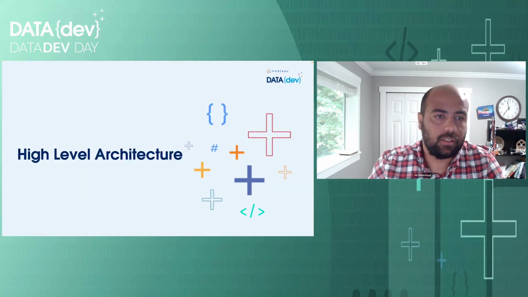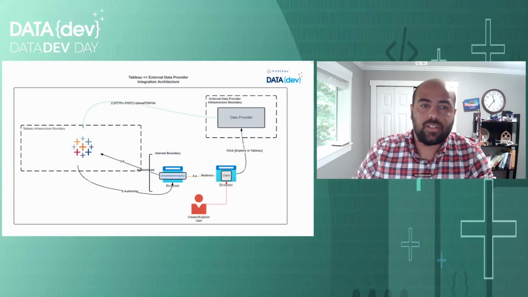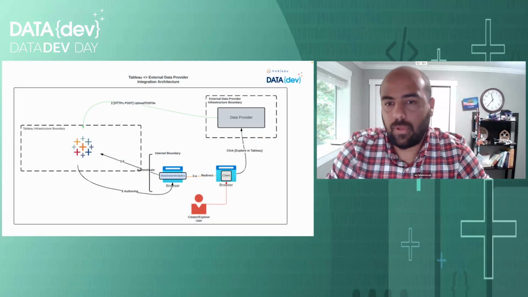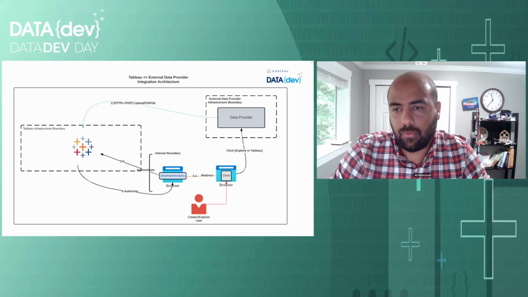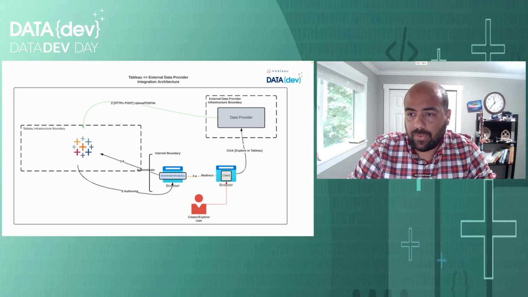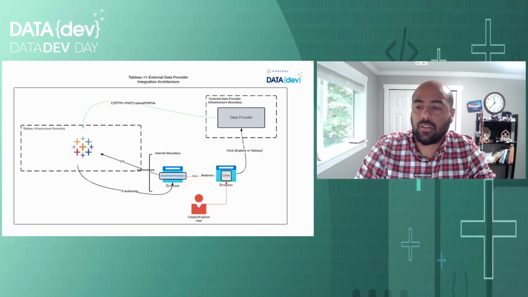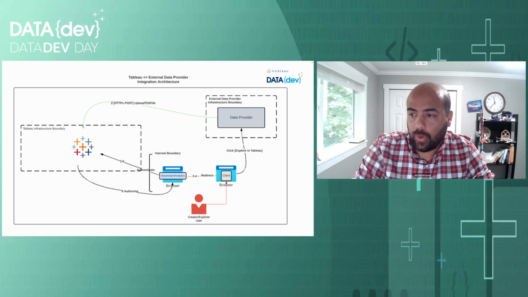So next would be the high-level architecture. So this is the high level of what happened. Okay, so first step is user clicks the Explore in Tableau button, and then the data provider generates a TDS file. It's built dynamically on the specific data model the user was interacting with. And then the data provider uploads the TDS file to Tableau. And this is done through a secure API call, ensuring that the file is transferred safely to Tableau's infrastructure.